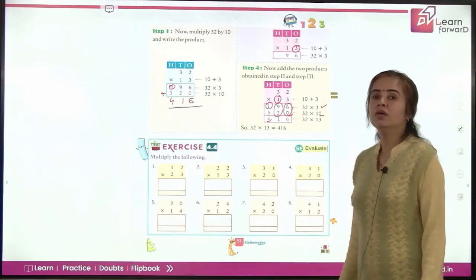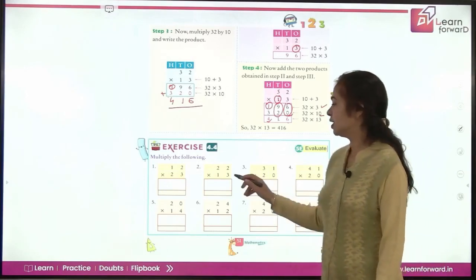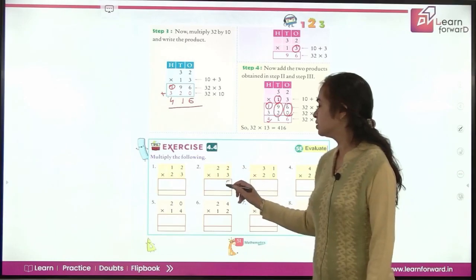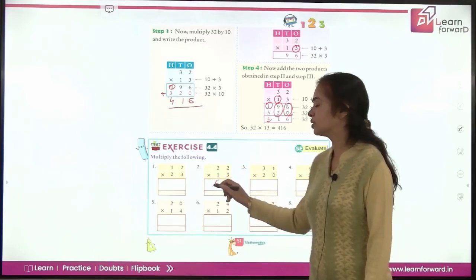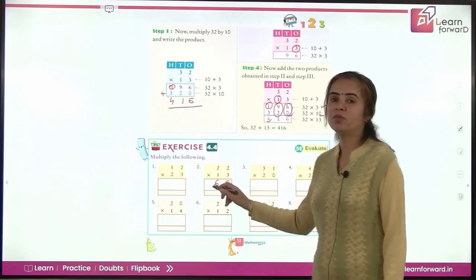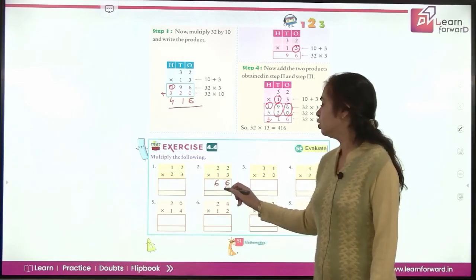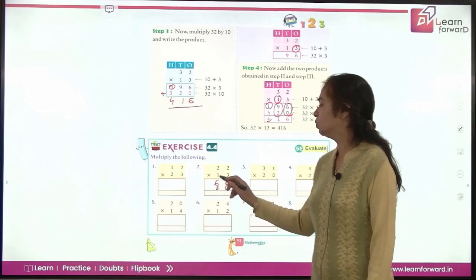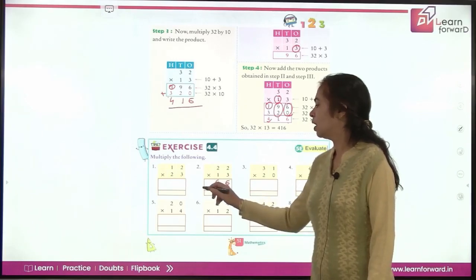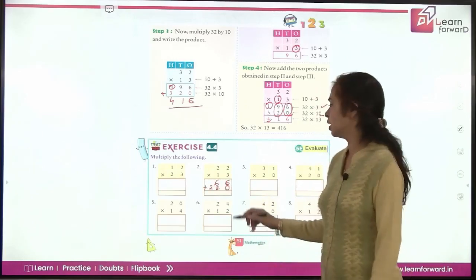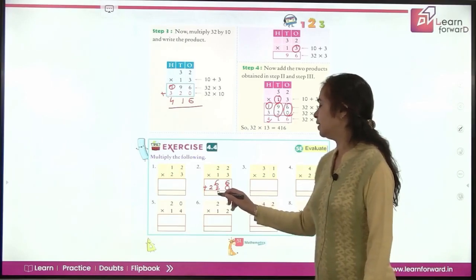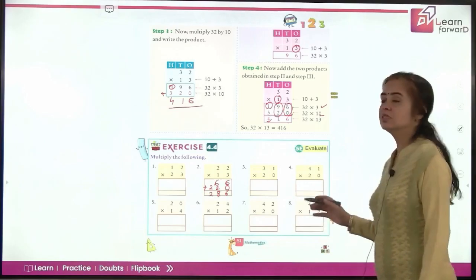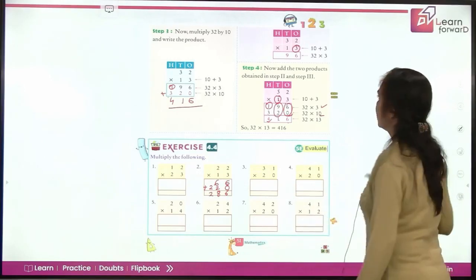Let's do one of the questions here from your exercise. Here first multiply by 3. 3 twos are 6. Again 3 twos are 6. Now in the second step you have to multiply by 1, before which you will write a 0 at the ones place. 1 times 2 is 2. Again 1 times 2 is 2. Now let's add them, put a plus sign. 6, 8, 2. That is perfect, 286. Similarly, you will be doing the other parts in this exercise.